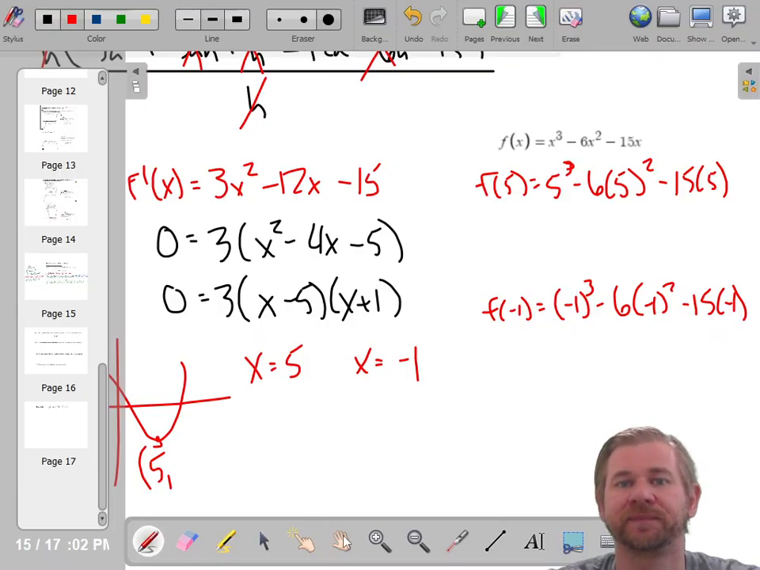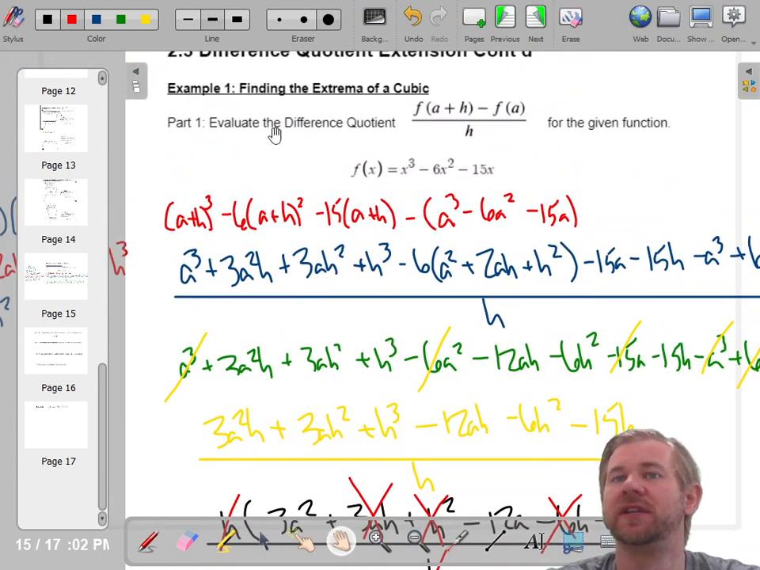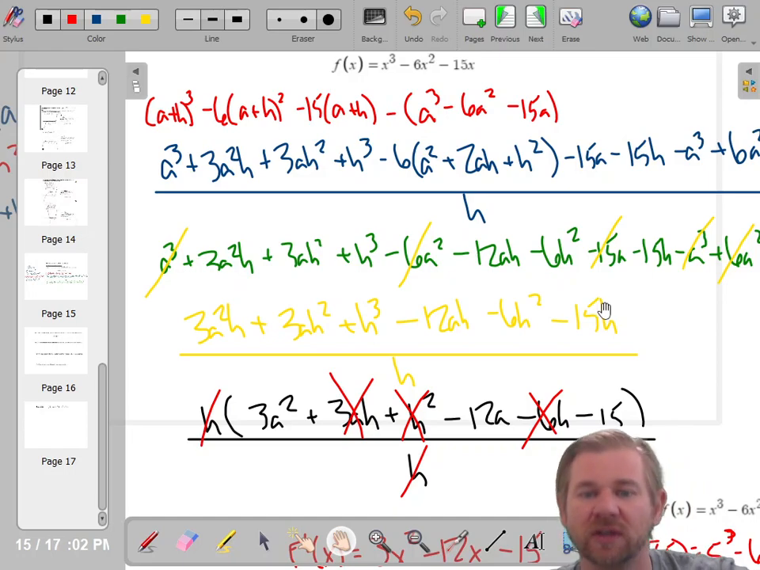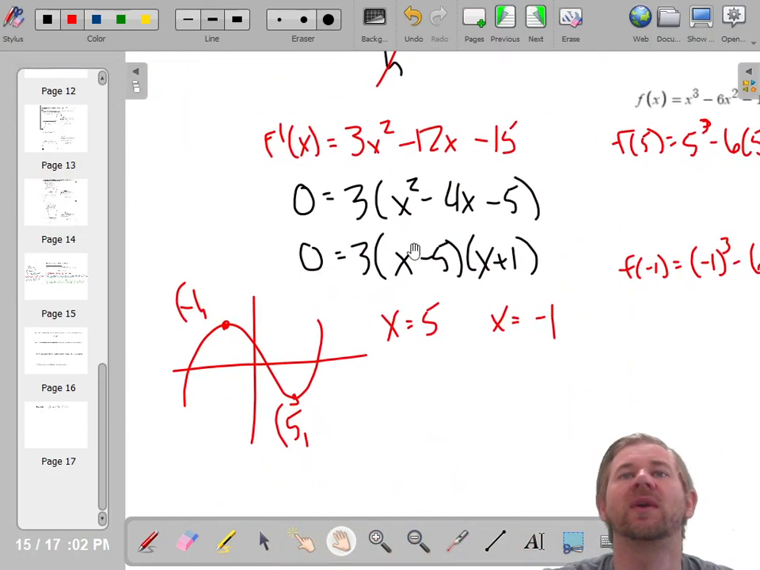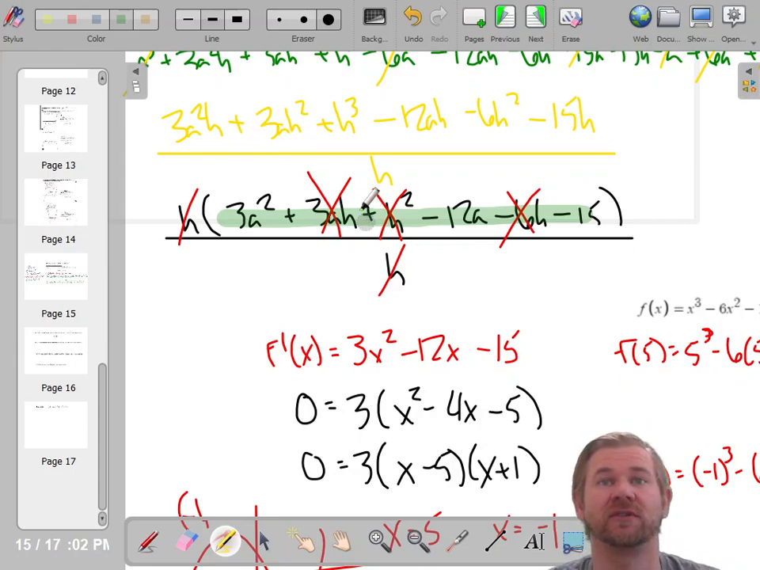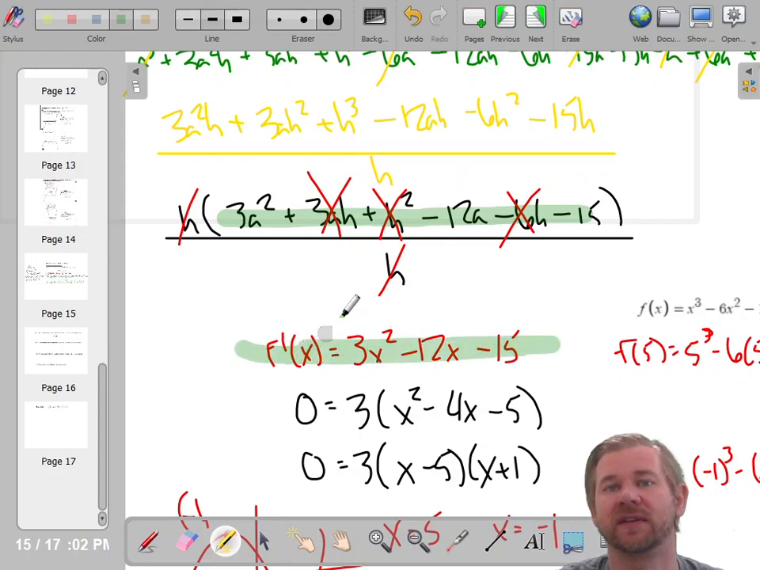I'll go through it again. What you're going to do is the difference quotient. It's a monster of a difference quotient. That's okay. It's just algebra. It's just a lot of algebra 1. You can do that. Then you will get to a point where you factor out an h, that goes away, and you look at what's left, and you say, you know what, if it has another h, it's definitely gone. So this one's gone, this one's gone, this one's gone. 3a squared, negative 12a, minus 15. That is called your derivative.